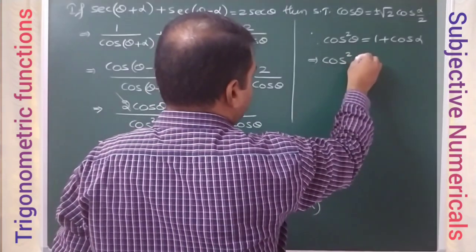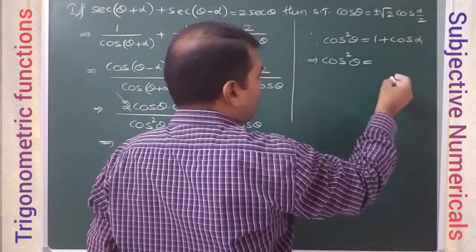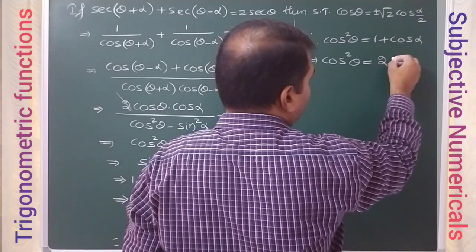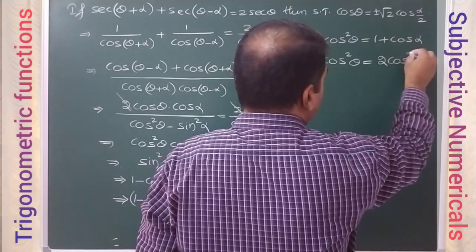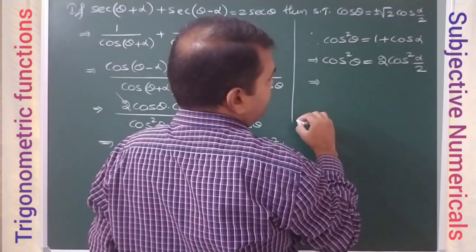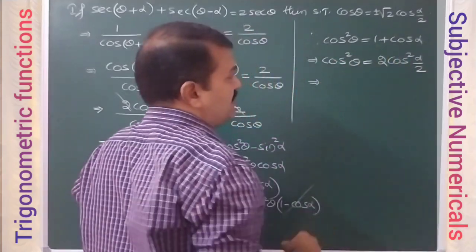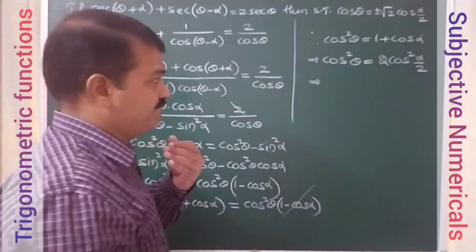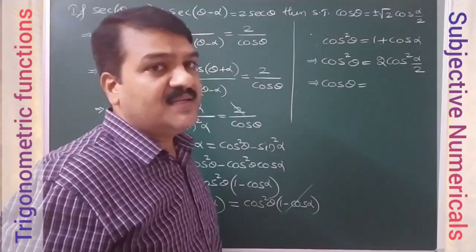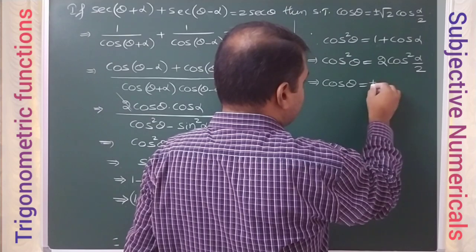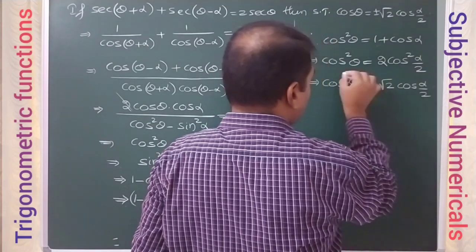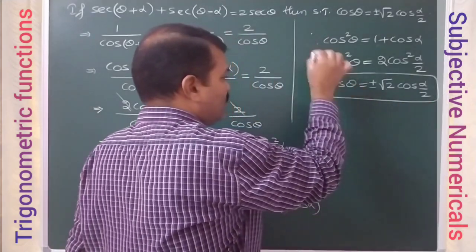So cos square theta is equal to 1 plus cos alpha. By the multiple-submultiple formula, 1 plus cos alpha is 2 cos square alpha by 2. So cos square theta is equal to 2 cos square alpha by 2. So what is cos theta now? Taking the square root on both sides, cos theta will be plus or minus root 2 into cos alpha by 2. And this is what we have to prove.